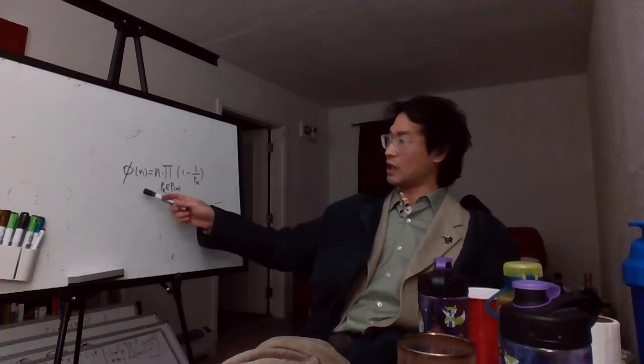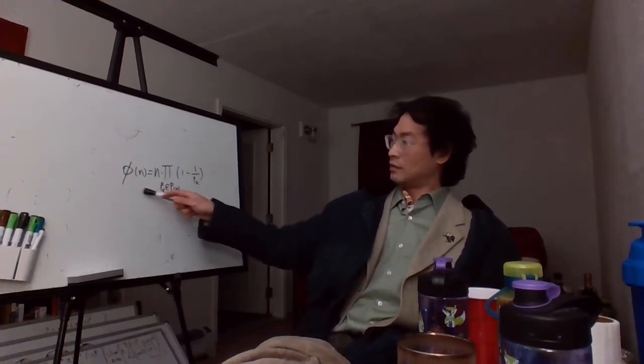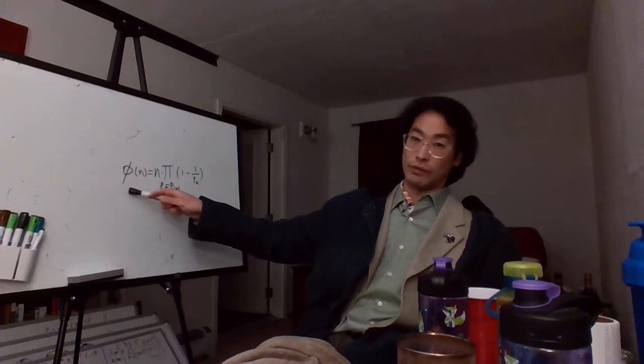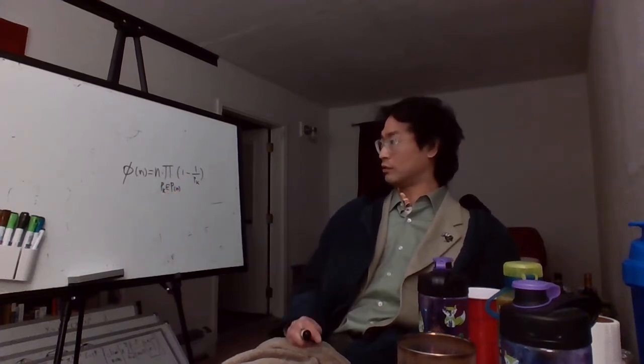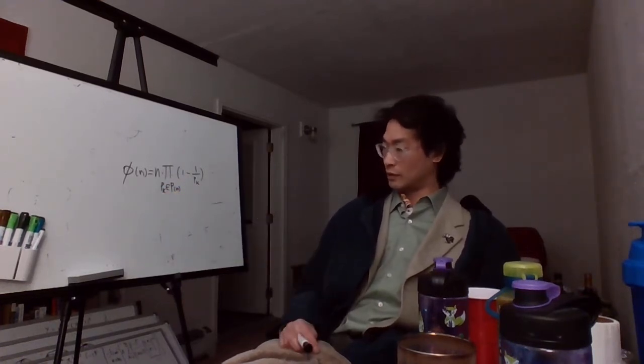Maybe this asymptotic function, big O notation of phi of n too. We'll look at it. We'll look for it on the internet, on the cell phone.